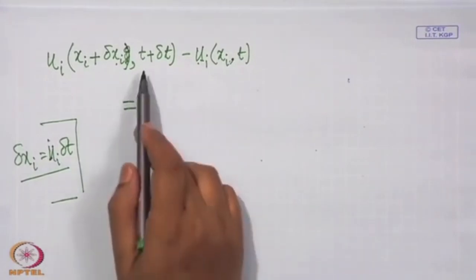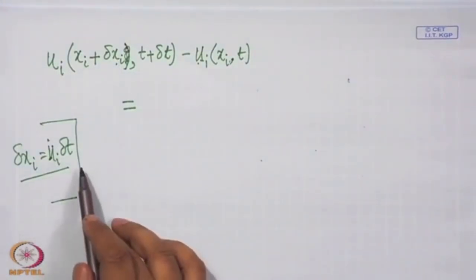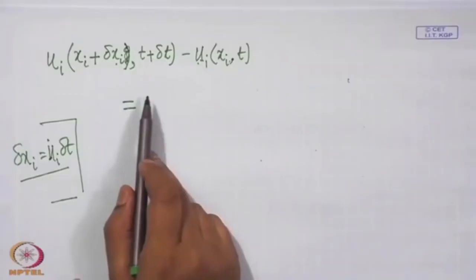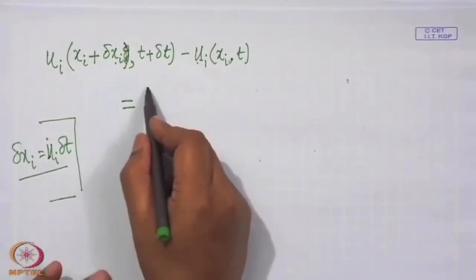Then what would be the Taylor series expansion of this? Now, instead of writing delta x i or delta x 1, delta x 2, delta x 3, we will be writing u 1 delta t, u 2 delta t, u 3 delta t. If delta t is a small time interval, then from P to Q the distance is also very small, and over this distance the velocity is approximated as uniform, what it was at P. So, what is this in Taylor series? The first derivative term.